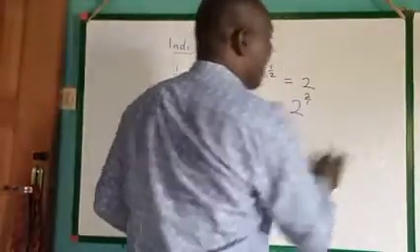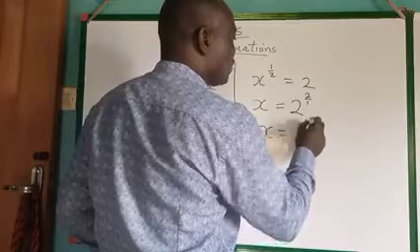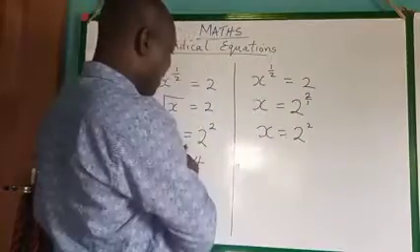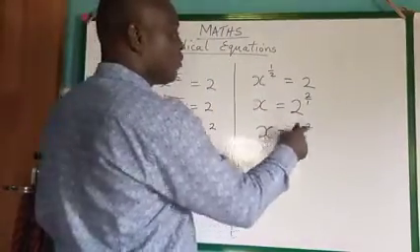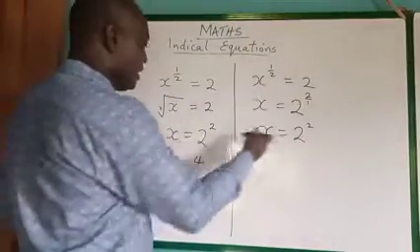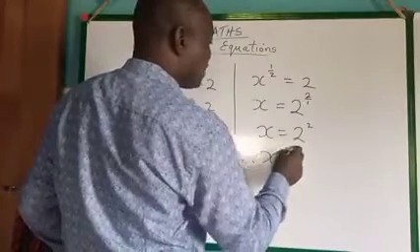So 2 over 1 is the same thing as 2. So x is equal to 2 raised to power 2. Is that not what we have here? x equal to 2 raised to power 2. So that is the same level. So x equals what?